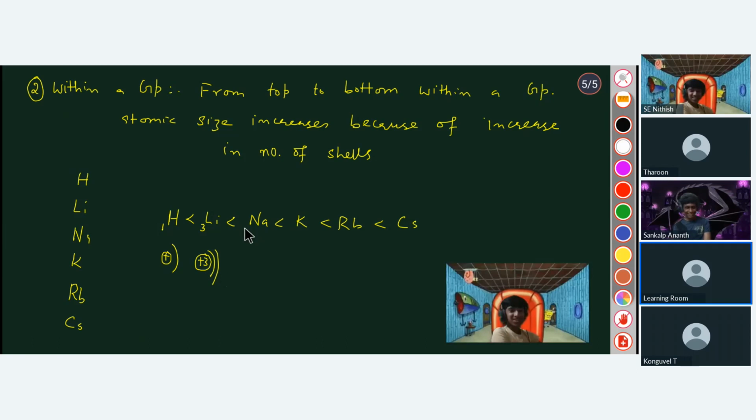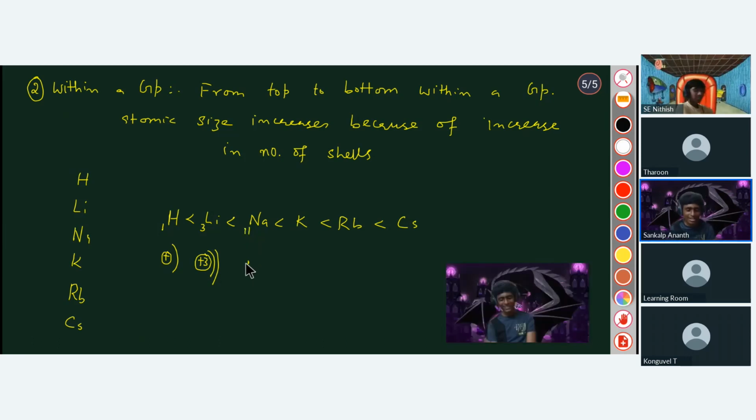Periods are basically like this: in the first period there will be one shell, second period two shells, third period three shells, fourth period four shells, fifth period five shells, sixth period six shells, seventh period seven shells. An element which belongs to the seventh period will definitely have seven shells.